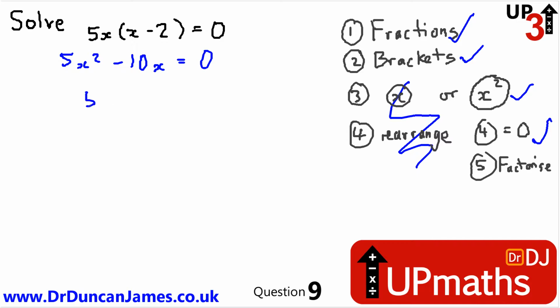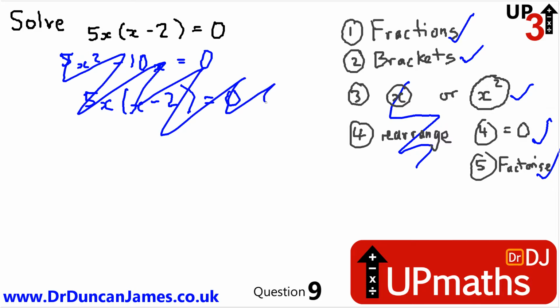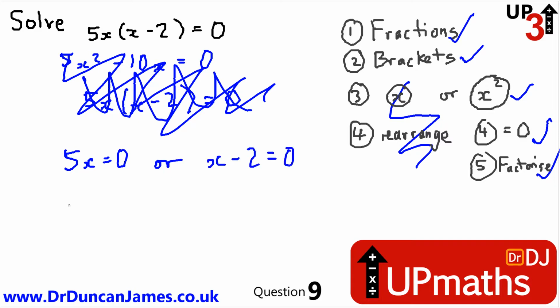Oh, wait a sec. It was already factorised. I didn't need to do it. Haha. How many of you did that? If you spotted that you didn't actually need to do anything, nice one. So in fact, just to be clear, we didn't need to do that. Completely unnecessary. All we need to do now is go, oh, it's two things multiplied together that make 0, so either 5x equals 0 or x minus 2 equals 0. So that would be x equals 0 or x equals minus 2.